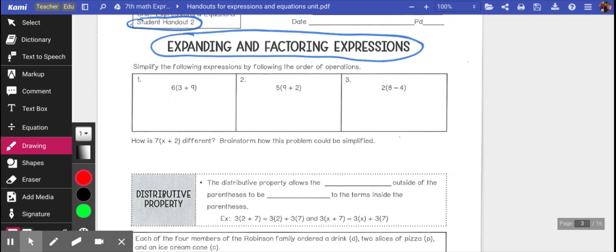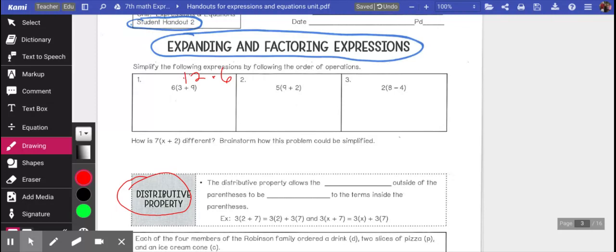Okay, lesson 2 is on expanding, which is called the distributive property, and then factoring, which is going the opposite. So we're going to simplify these first ones, and if you remember, we do parentheses first. So on this one, we could do 9 plus 3 is 12, and then you do 12 times 6, which is 72. But we're also going to talk about what the distributive property means, or what expanding means, because when we have letters, we won't be able to do it that way.